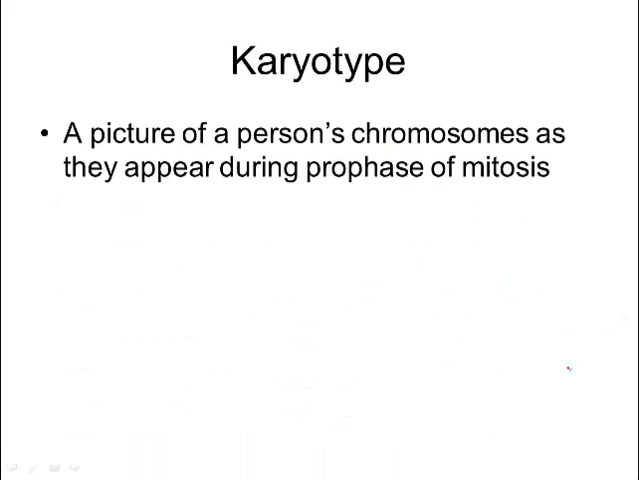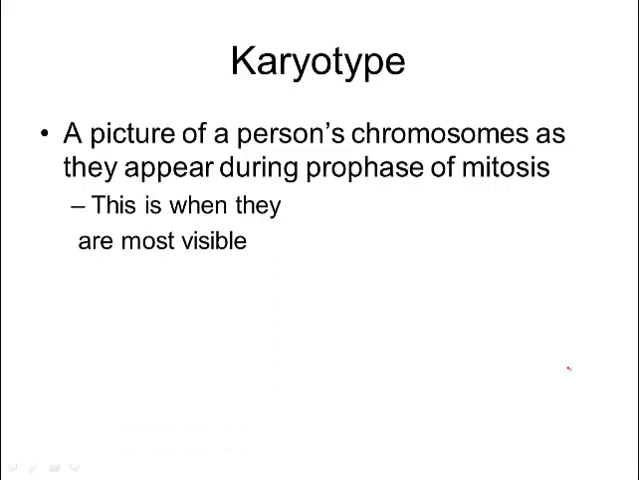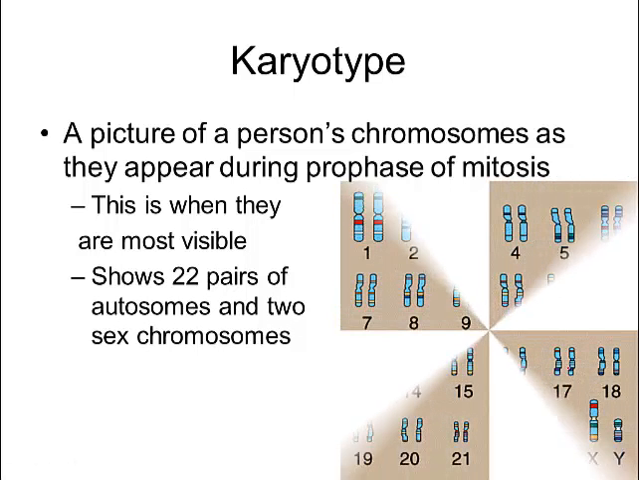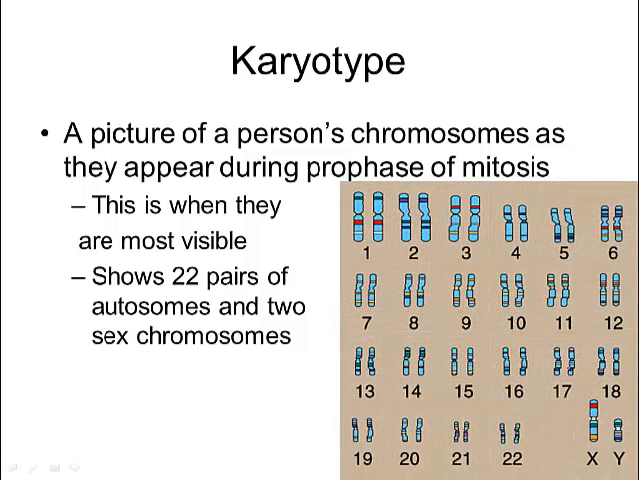So we have looked at this before. A karyotype is a picture of a person's chromosomes. And remember, we can take a picture of our chromosomes during mitosis because this is when they are most visible. Remember, your chromosomes condense during prophase of mitosis, so you can actually see them. And if you look at a human karyotype, you will see 22 pairs of autosomes, and you will see 2 sex chromosomes. So remember, all of our autosomes are paired up.